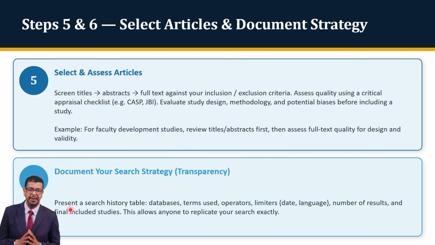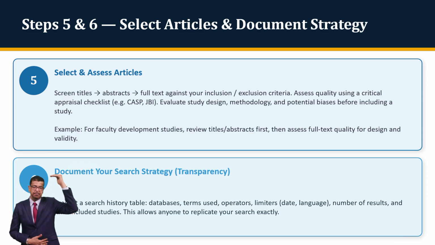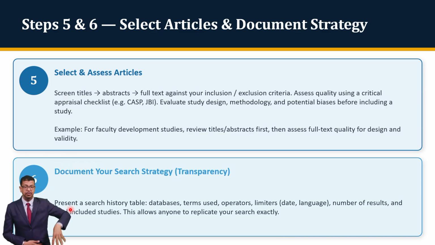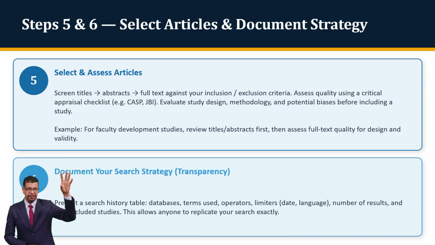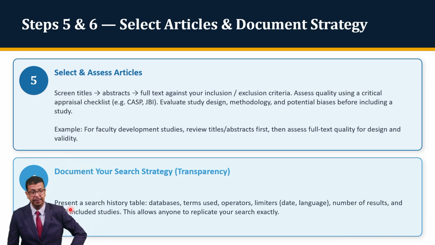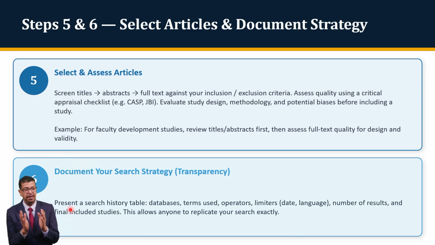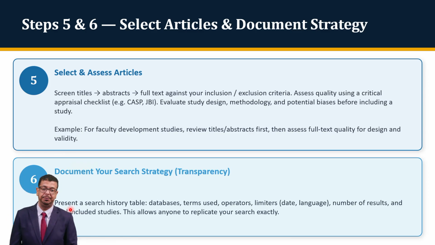You have to select and assess the articles. You start by screening the title, the abstract, and then the full article, utilizing the tool that you have made or the extraction form, in terms of the inclusion criteria and exclusion criteria, and then you have to assess the quality using a critical appraisal checklist. Evaluate the study design, the methodology, any bias, and so on.